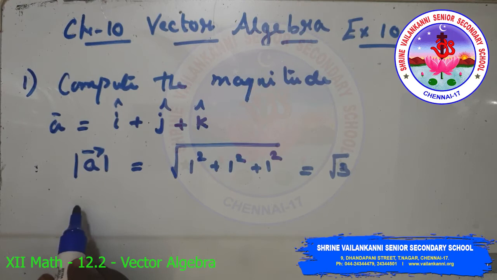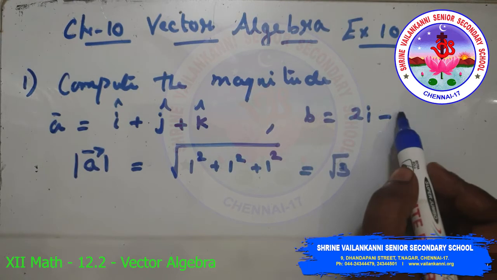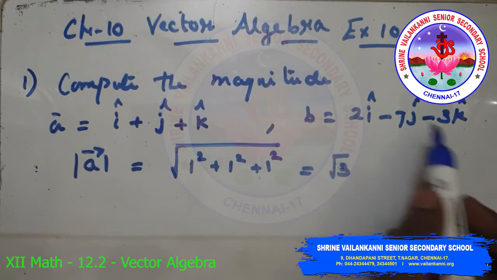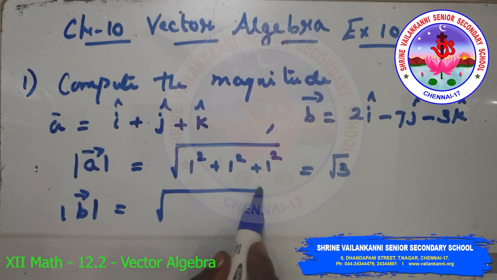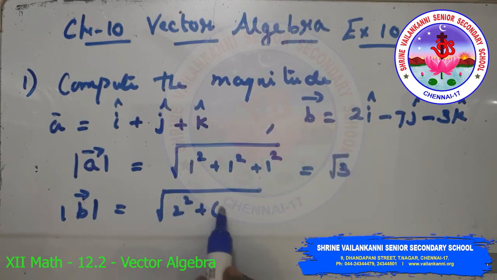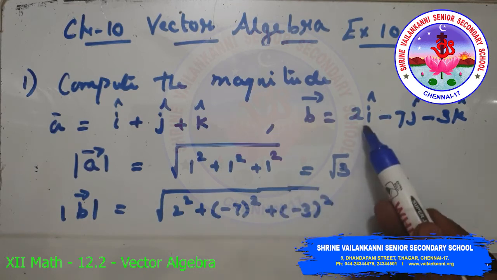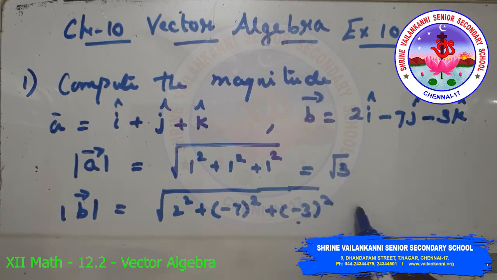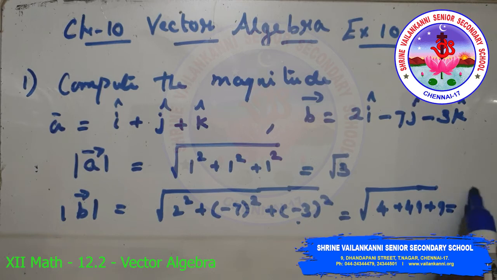Then b equal to 2i minus 7j minus 3k. We have to find the magnitude of b. So the magnitude of b is the square root of 2 square plus minus 7 whole square plus minus 3 whole square. The coefficients of i, j and k are 2, minus 7 and minus 3, which is equal to root of 4 plus 49 plus 9, which is root 62.